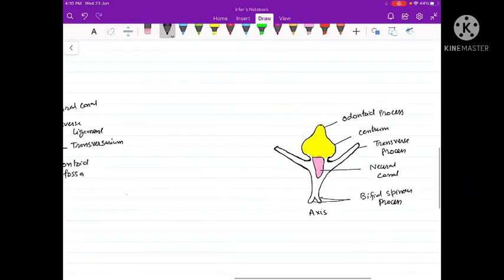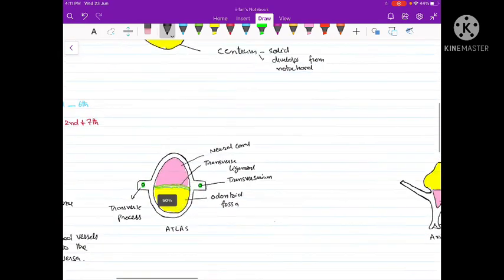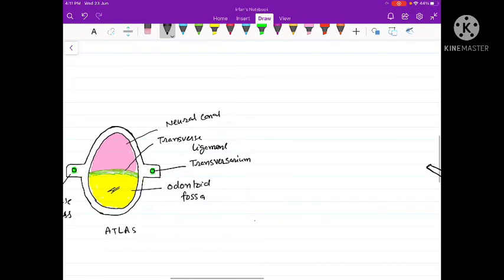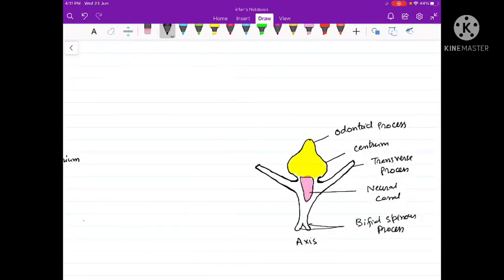Now the odontoid process of the axis articulates with the odontoid fossa of the atlas. In the image above this image, the image of the atlas, you had seen that there was this odontoid fossa. The odontoid fossa will fit the odontoid process of the axis like a peg and ring. The odontoid process represents the peg, while the odontoid fossa represents the ring. So they will form a type of joint called a pivot joint.